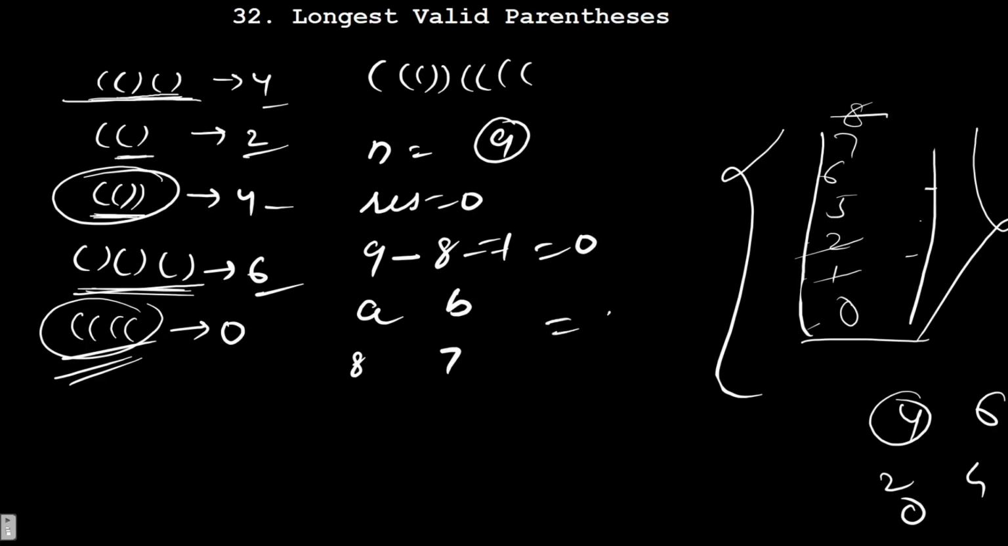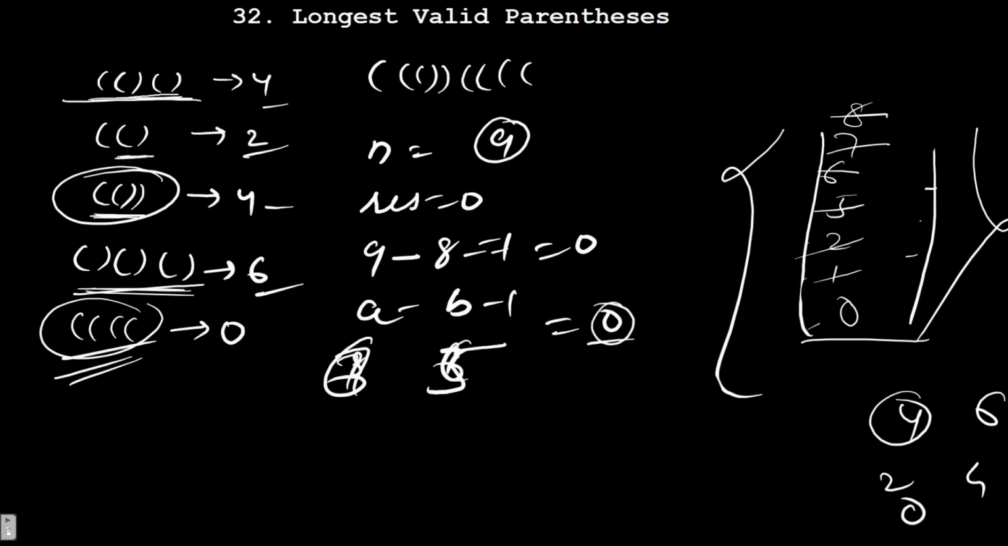Now we will be having result 0, a minus b minus 1. Again our result will be 0. For the next term, 7 is going to be our a and 6 is going to be our b, so again our result will be 0. For the next term, 6 is going to be our a and 5 is going to be our b, so our result is going to be 0.